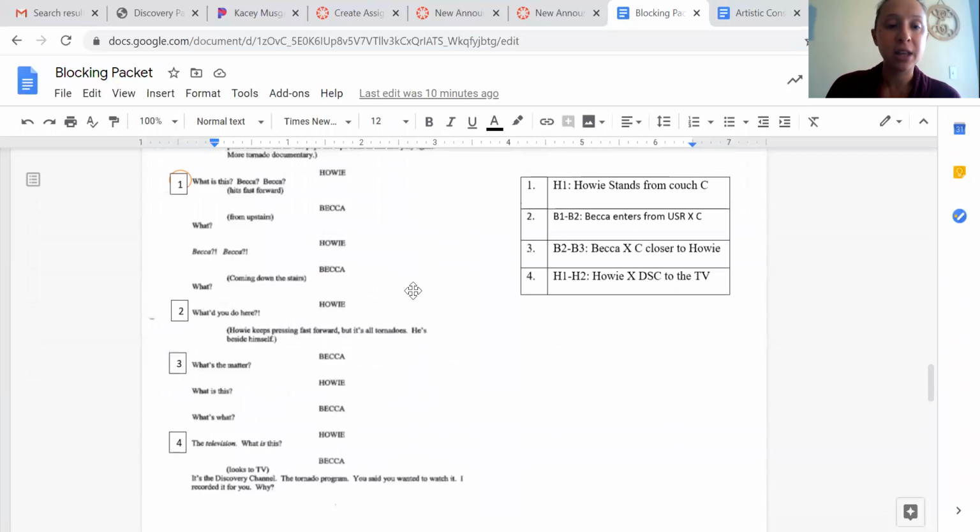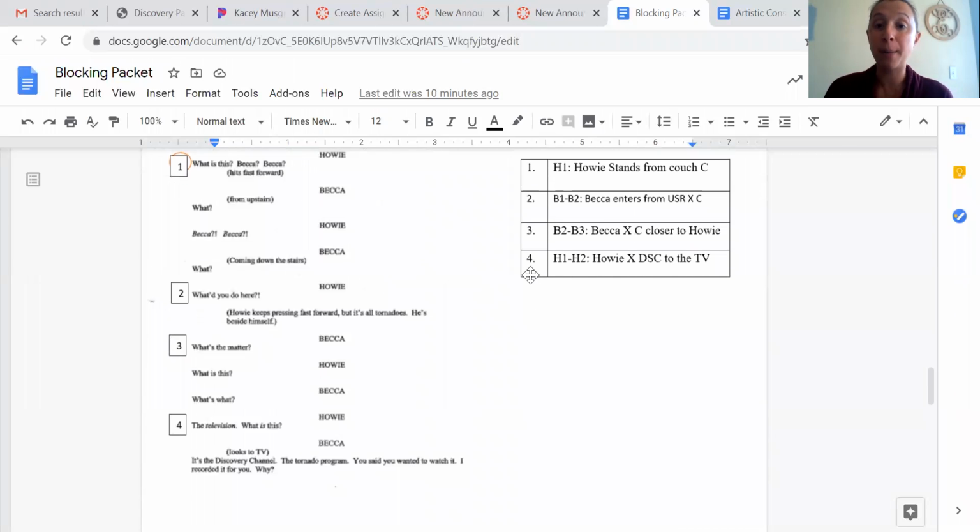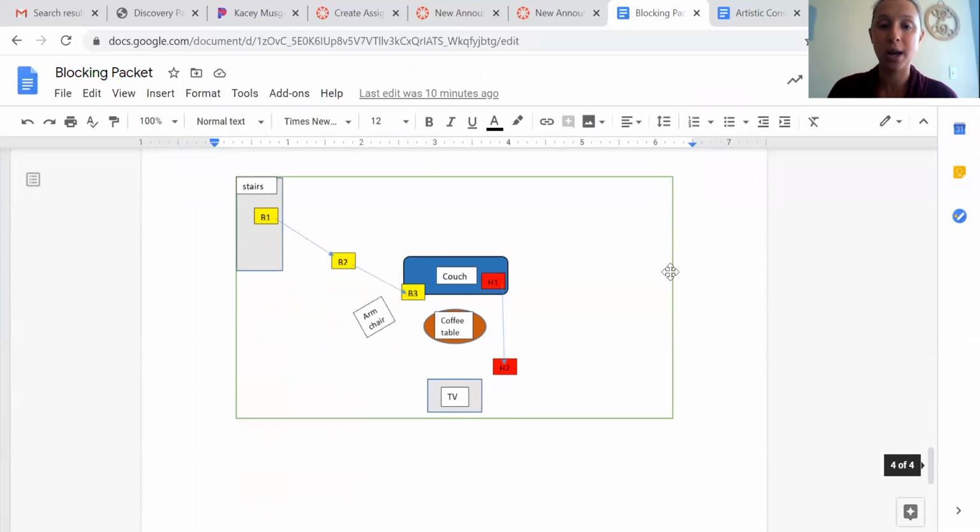And then the last piece of blocking that I have, number 4, Howie says, the television, what is this? So Howie finally moves. H1 to H2, Howie crosses downstage center to the TV. H1, where he started, standing up, to H2, he crosses downstage center to the TV, to point at the TV and say, what the heck did you do? What happened?